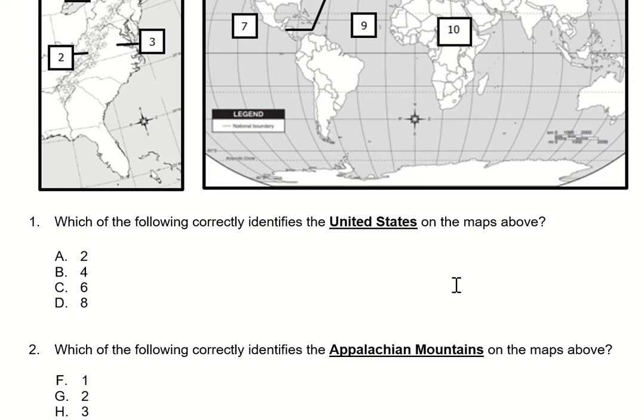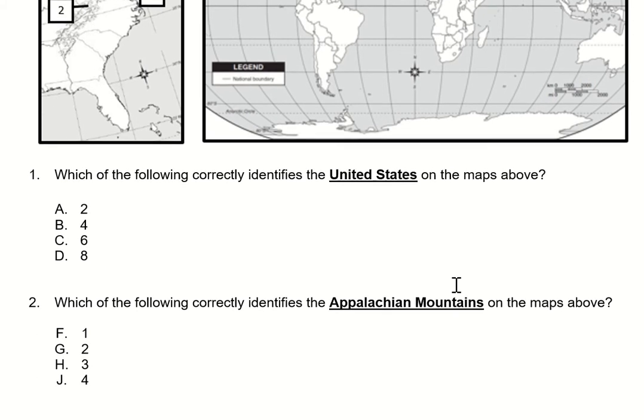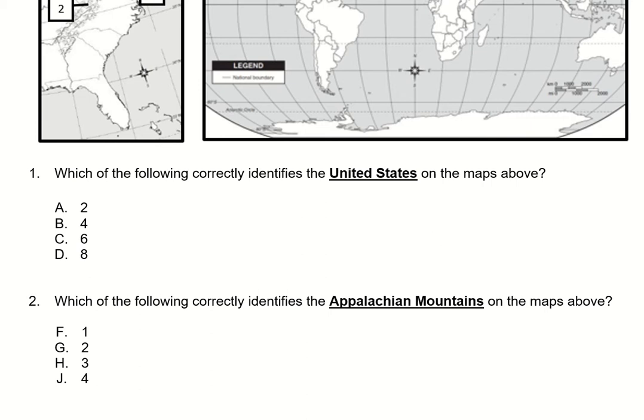A. 2. B. 4. C. 6. D. 8. Pause to choose your answer. Number 2. Which of the following correctly identifies the Appalachian Mountains on the maps above? F. 1. G. 2. H. 3. J. 4. Pause to choose your answer.